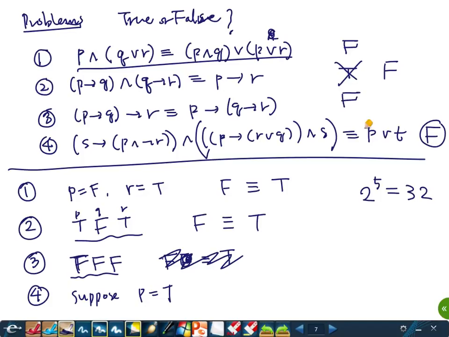Oh yeah, you're right. If p equals f, you're right. If p equals f, this is true if and only if t is true, but there's no t. So if you really want an explicit example, you can just say, okay, p, f, r. You can give any truth value, doesn't matter. S equals, say, t, q equals t, doesn't matter, and t.